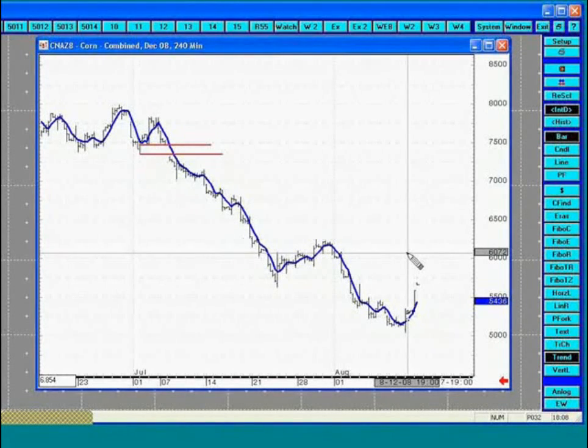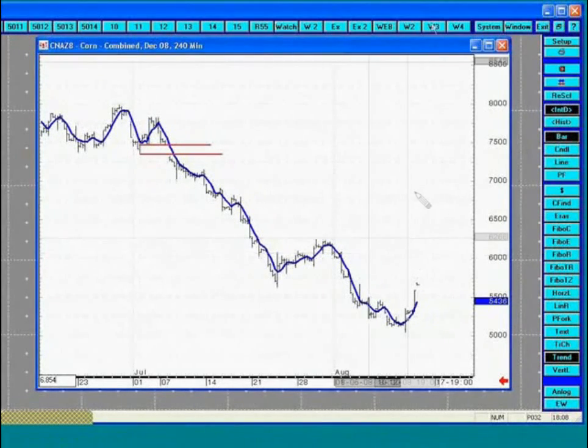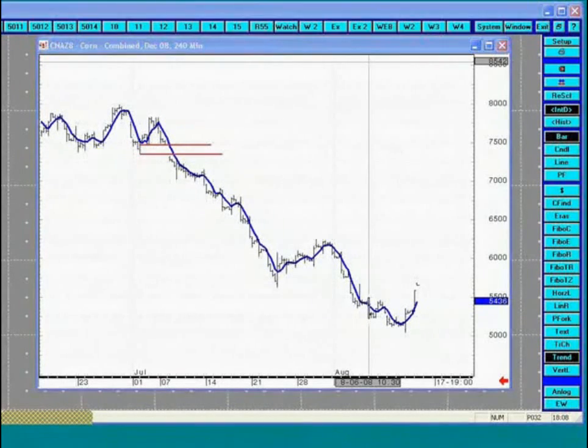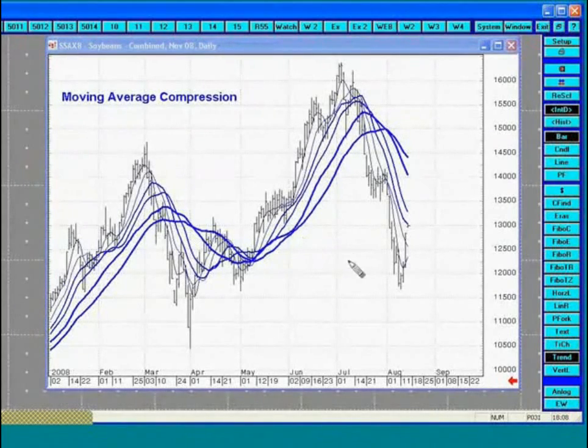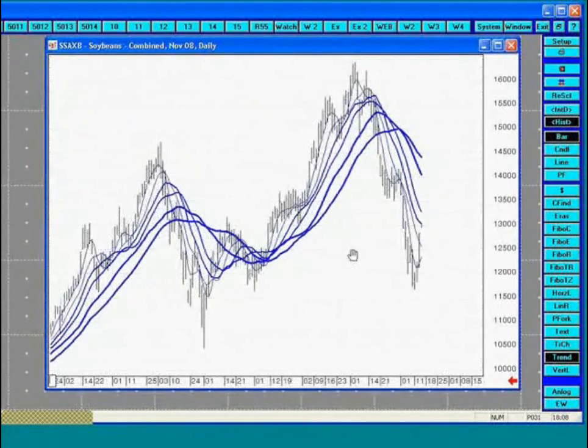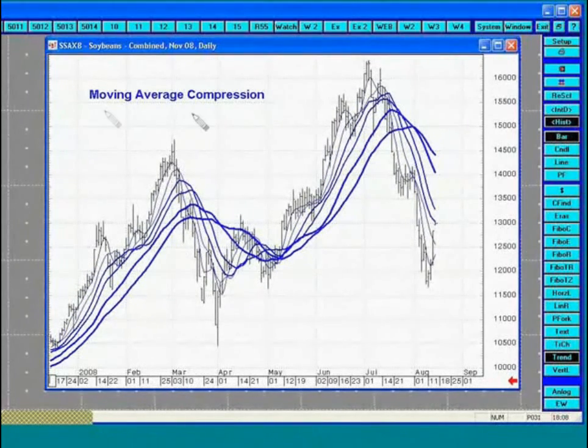So, okay, next section: my favorite moving average trade setup. It's very simple, and it's called moving average compression. Okay, this is moving average compression. Notice I have about 6 different moving averages on this price chart. What exactly am I referring to out of all this mess? What exactly am I referring to as far as moving average compression?